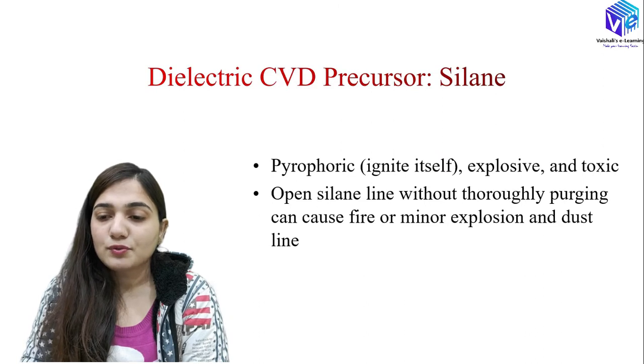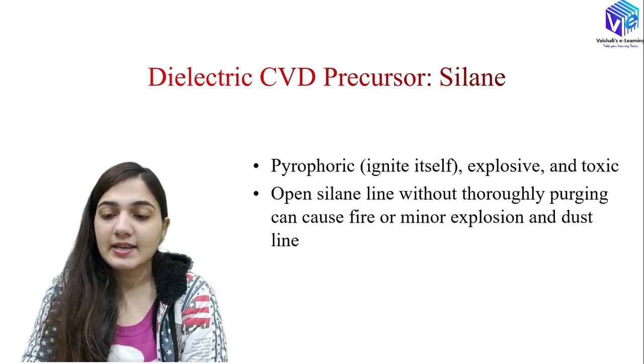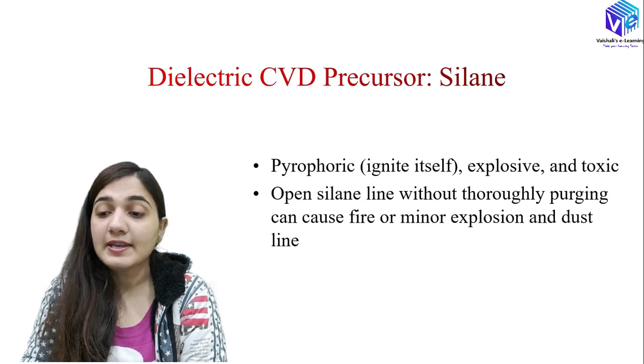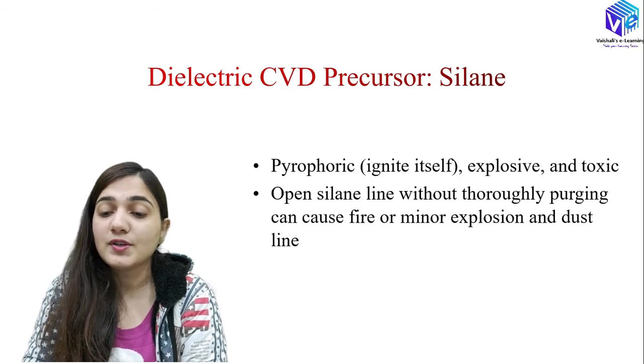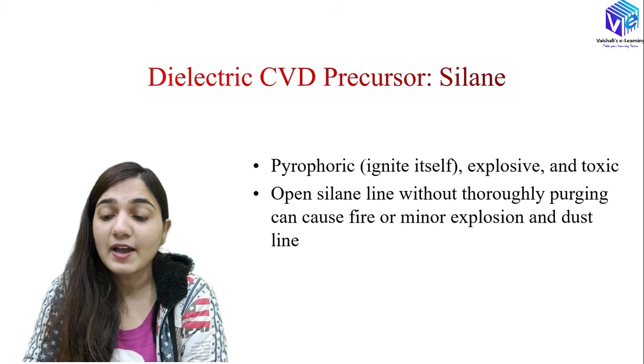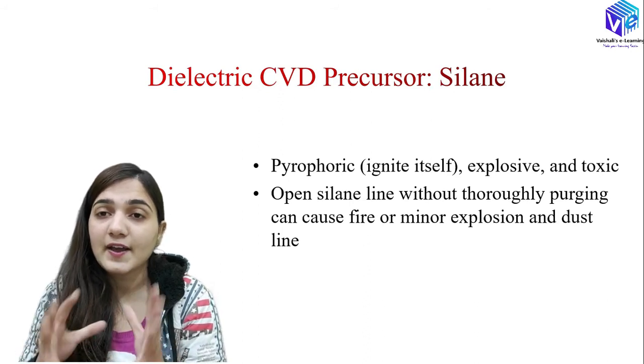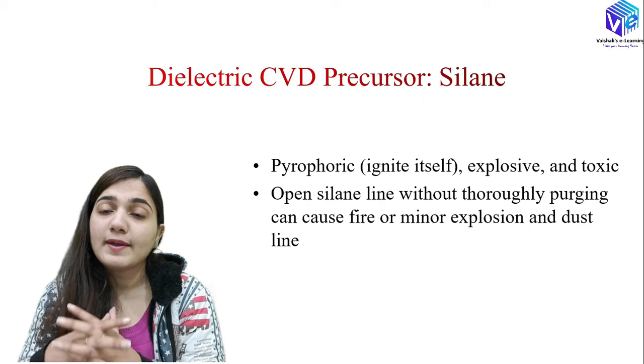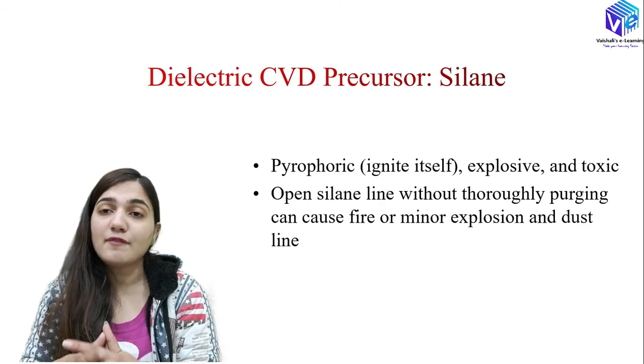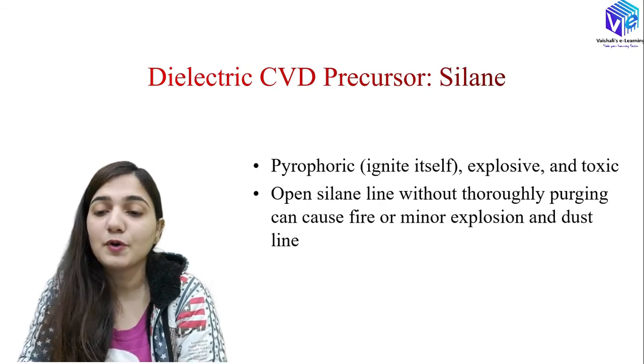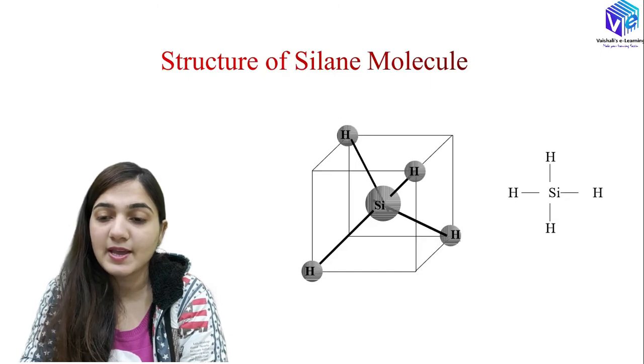Now coming to the properties, silane is pyrophoric. It can ignite itself. It is explosive as well as toxic. If I open a silane line without thoroughly purging, it can cause fires or minor explosions. So we have some extra care associated with silane. Whenever I am using silane, we have to give utmost attention to the process. There must not be any leakage.